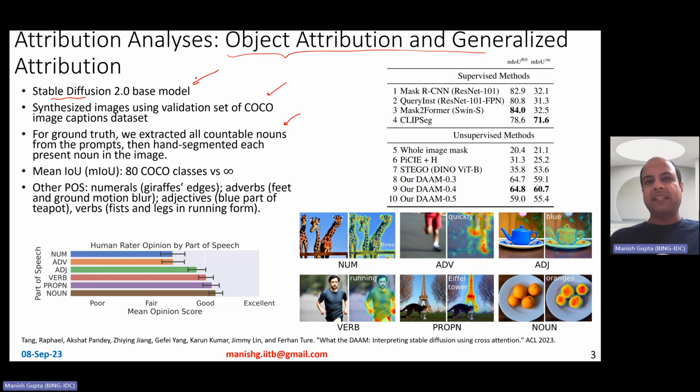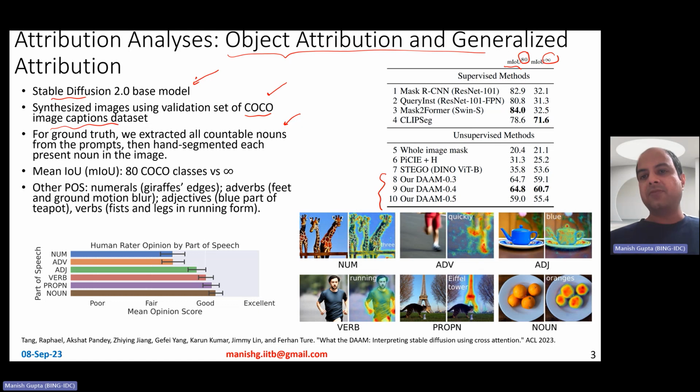And for ground truth, they extract all countable nouns from the caption and ask people to create segmentation maps. Okay, so they don't depend on any segmentation algorithm. They actually ask humans to create segmentation maps. And then they compare the segmentation as provided by their particular model, called the DAAM model, versus the human segmentation map, and they compute mean IOU, so mean intersection over union, over 80 classes. So the COCO data set basically has many classes of nouns. So they compute it over those 80 classes or over an infinite number of classes.